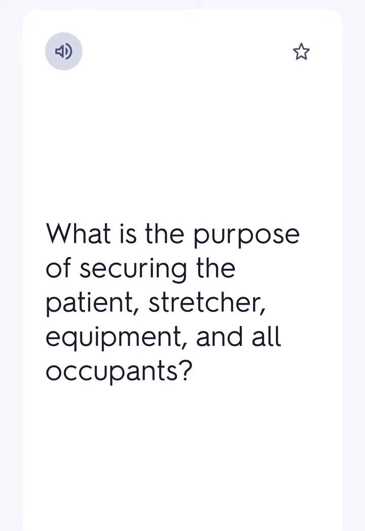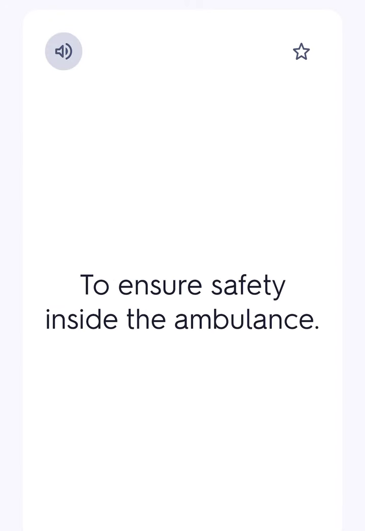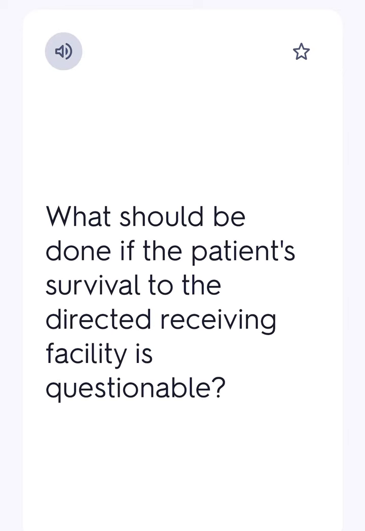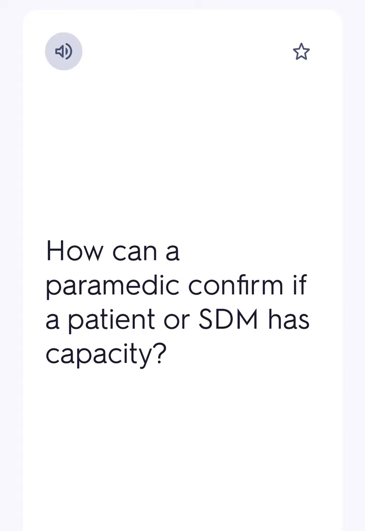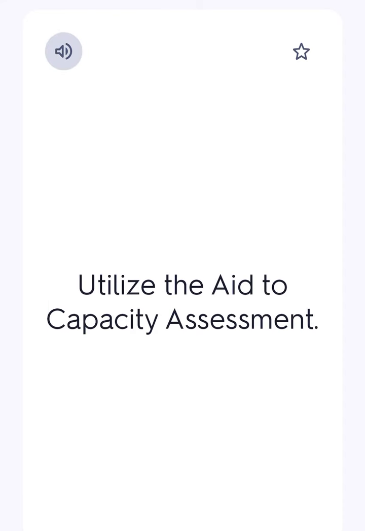What is the purpose of securing the patient, stretcher, equipment, and all occupants? To ensure safety inside the ambulance. What should be done if the patient's survival to the directed receiving facility is questionable? Transporting the patient to the closest or most appropriate hospital. How can a paramedic confirm if a patient or STM has capacity? Utilize the A2 capacity assessment.